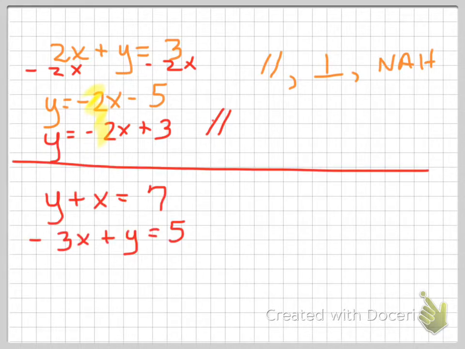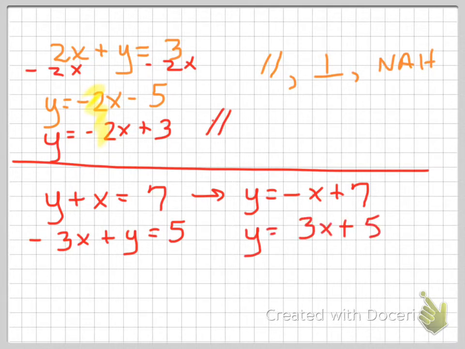If I solve each one of these for y and put it in slope-intercept form, this would become y equals -x plus 7, subtracting the x from both sides. In the second case, I would add the 3x to both sides. y equals 3x plus 5. And the question again is, are these parallel, perpendicular, or neither? Because their slopes are not the same, and they're not opposite reciprocals of each other, the answer would be they are not parallel, not perpendicular. They are neither.